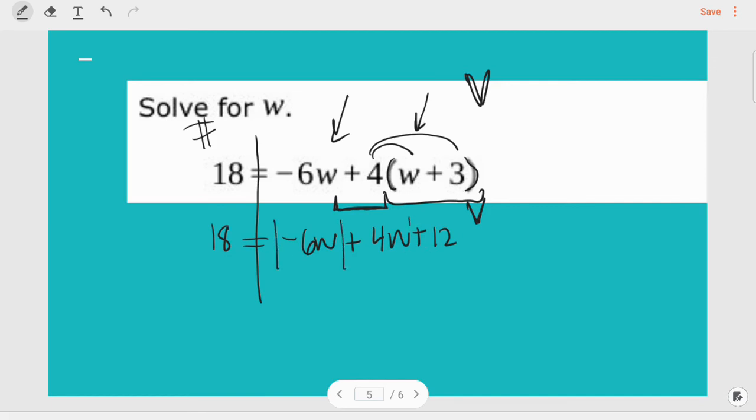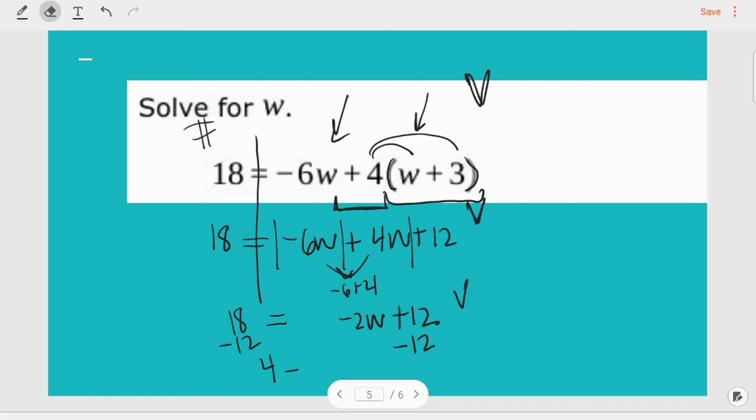Separating out my terms, I have negative 6w and 4w, which can be combined. Negative 6 plus 4 is negative 2w plus 12. Remember, I can't combine the 12 with the 18 because it is not on the same side of my equal sign. Bring down my plus 18. Since this is my variable side, I'm going to get rid of 12 by doing the opposite and subtracting. 18 minus 12 is 4.